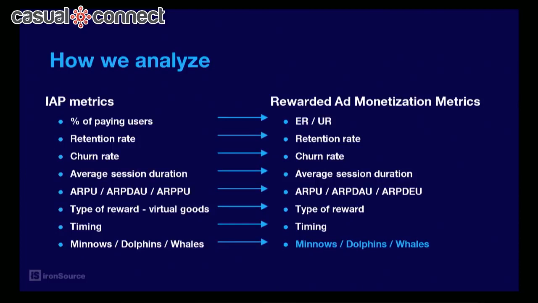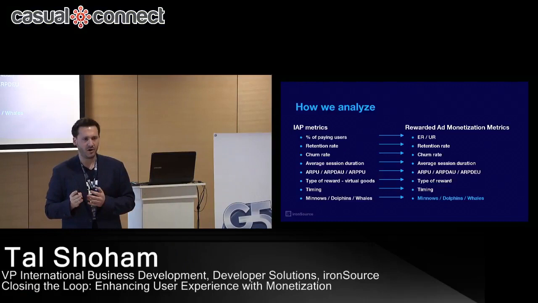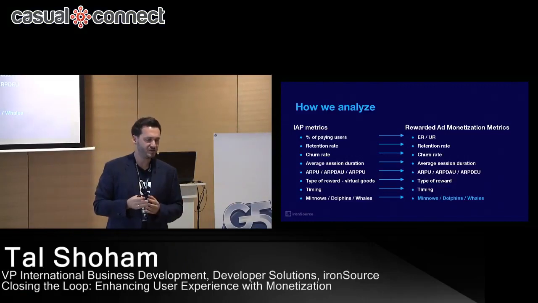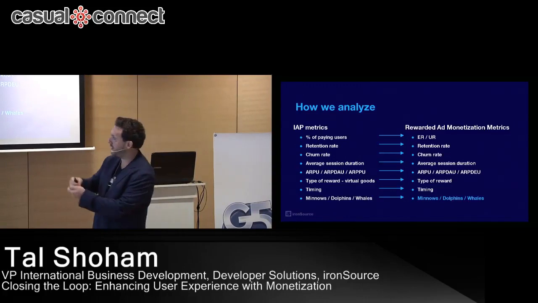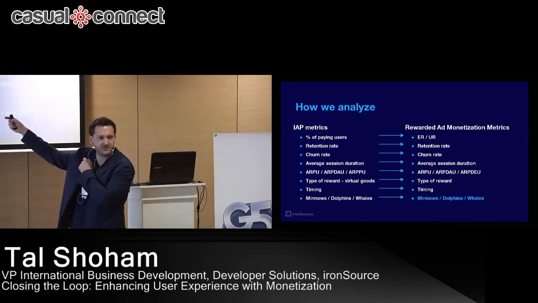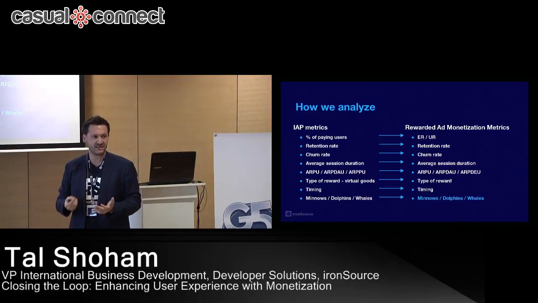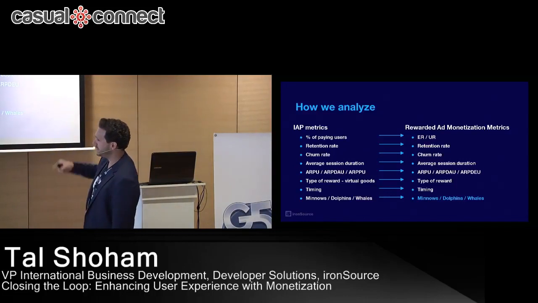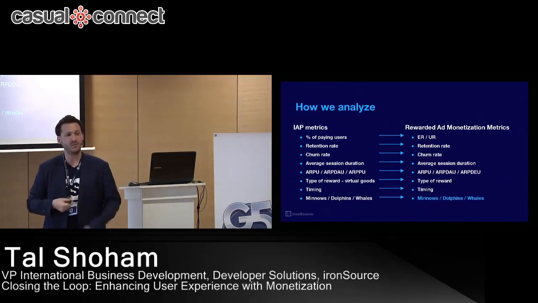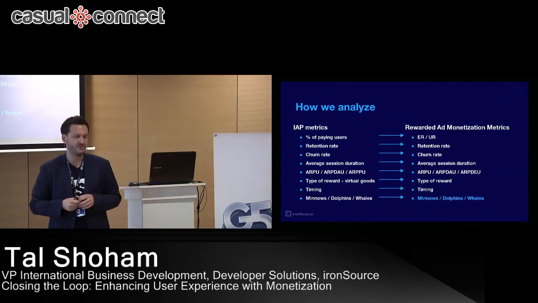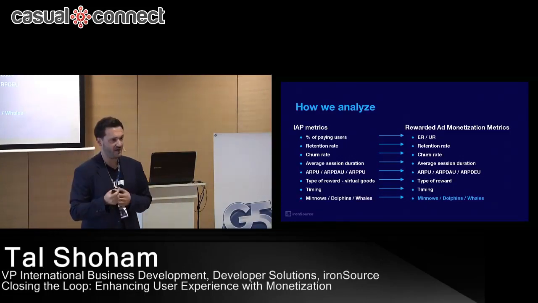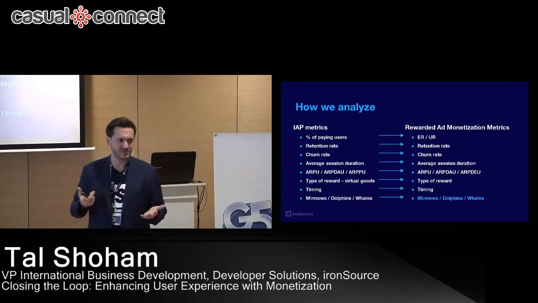So number of paying users, on our mediation platform, we call it ER and UR. ER is engagement rate, which means what's the percentage of users that are engaged with ads, exactly like you're asking yourself, what's the percentage of users that are buying? It's the exact same question. Usage rate is how many videos those users are actually watching on average. It can be 2, it can be 10, it can be 5, depends. Are we actually tracking it?